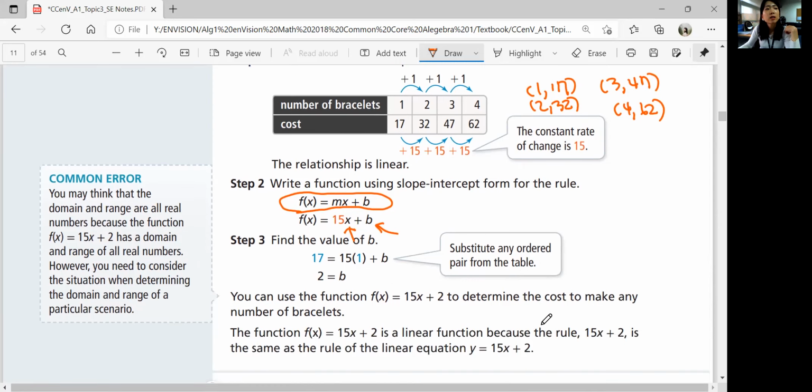You can use the function f of x equals 15x plus 2 to determine the cost to make any number of bracelets. This is your equation, right? This function is a linear function because the rule 15x plus 2 is the same as the rule of a linear equation. It fits the linear equation, okay? So if you see a rule that has any kind of form matching the linear equations that we learned last topic, then it's a linear function.